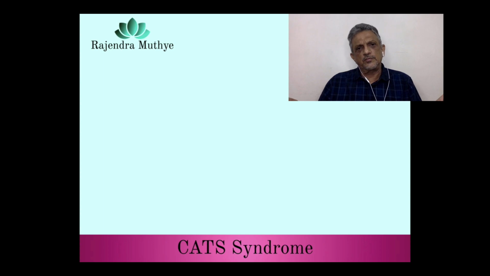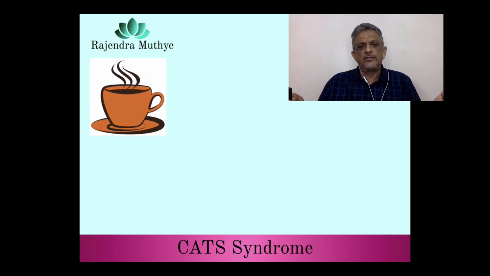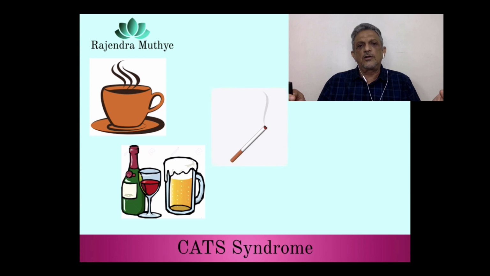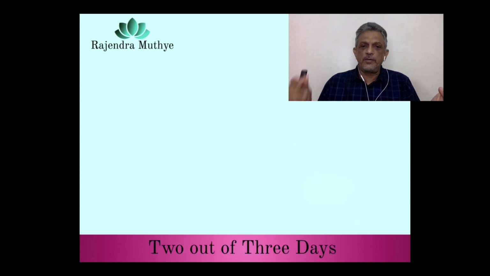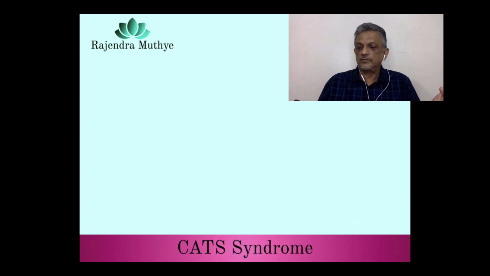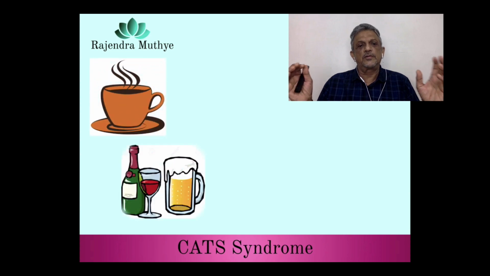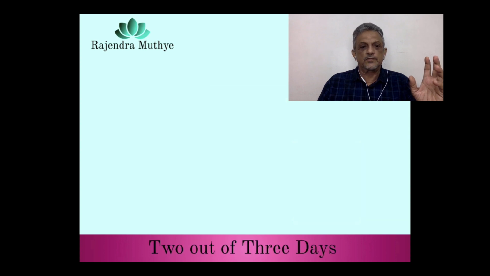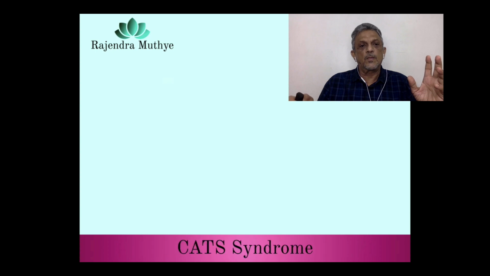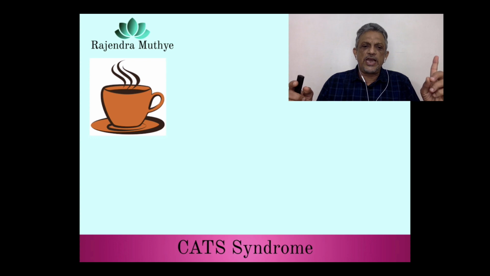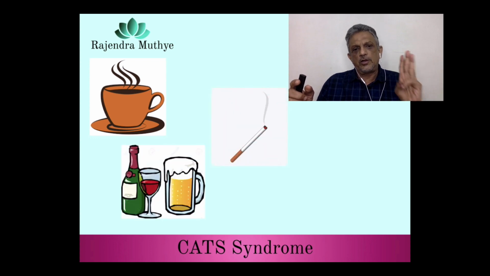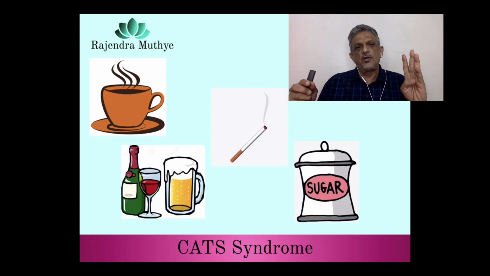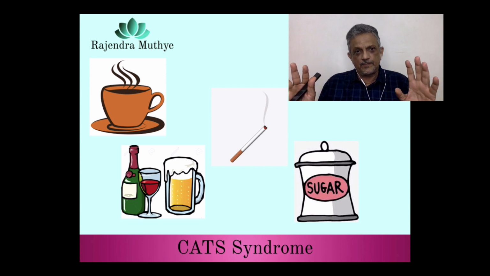What is the CAT syndrome? Caffeine, alcohol, cigarettes, or tobacco? Sorry. Caffeine, alcohol, sorry. So what's the CAT syndrome? Caffeine, alcohol, tobacco, and sugar. Four dangerous things in our life.